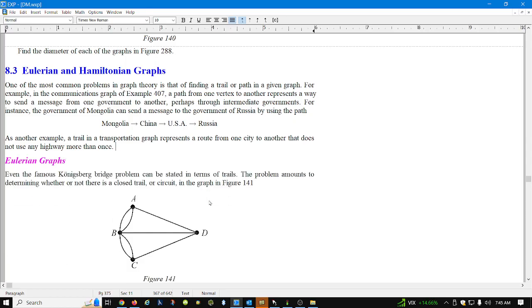As another example, a trail in a transportation graph represents a route from one city to another that does not use any highway more than once. That is clearly an important problem. If you're running a trucking company, you don't want your trucks to cover the same road more than once just to get from one place to another.